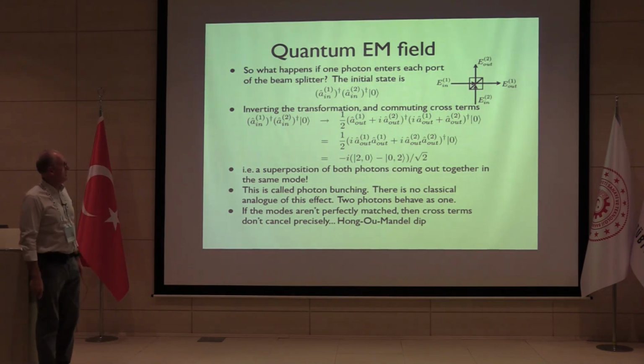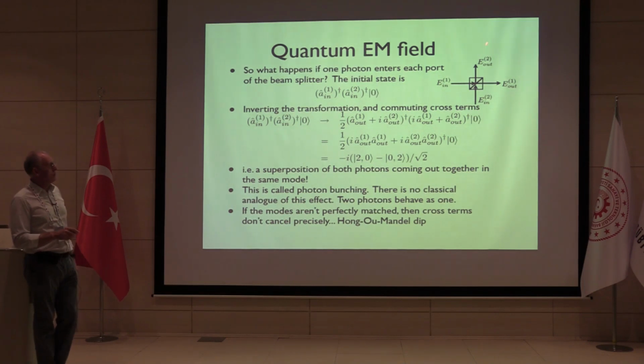So then, as we said, there are four modes. Remember yesterday we discussed modes. Modes are classical things, right? What's quantum is when you start to put energy in those modes. This a dagger 1, a dagger 2 means one photon in mode 1 and one photon in mode 2, and they both come in. Then you ask yourself, what's the relationship between these two and the output modes?